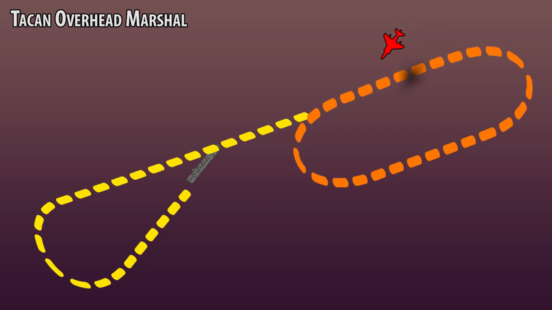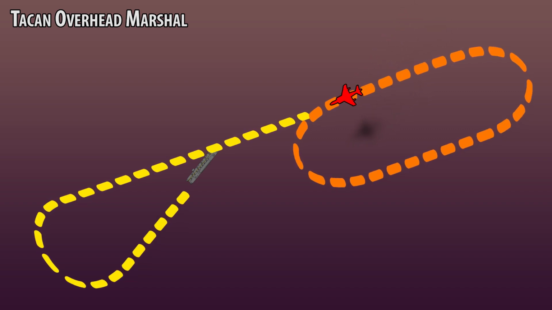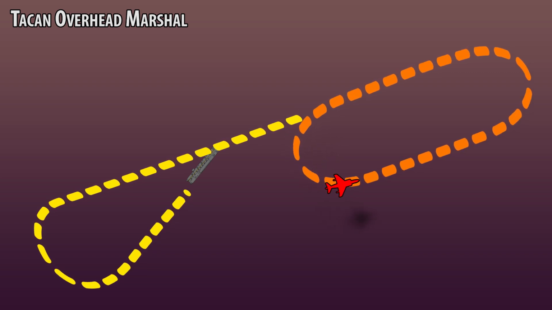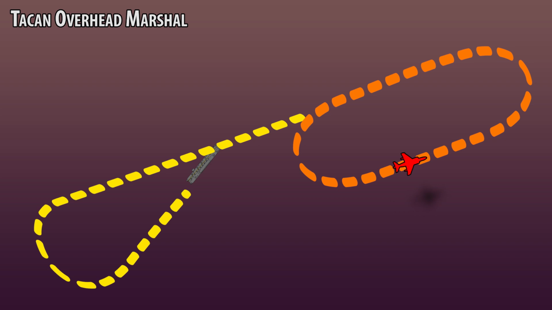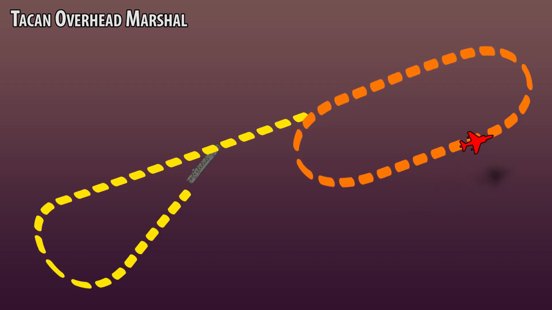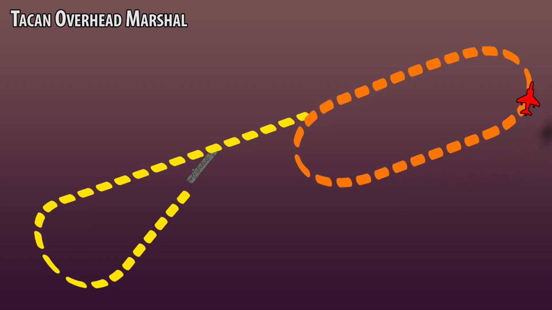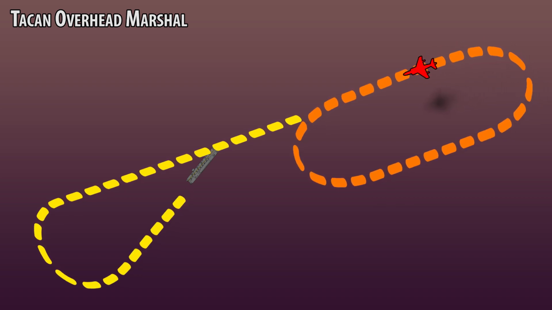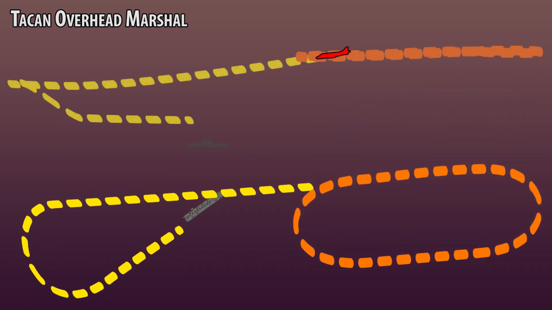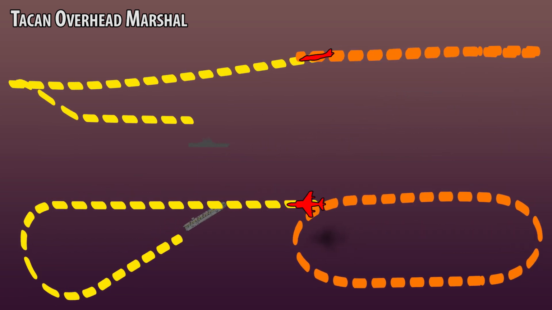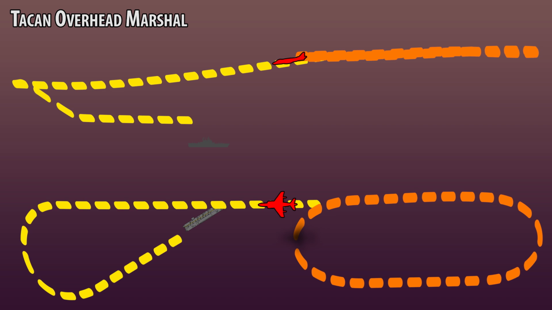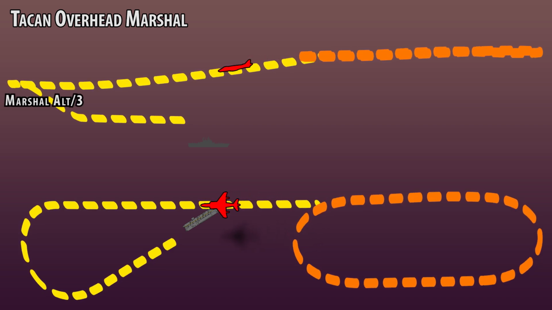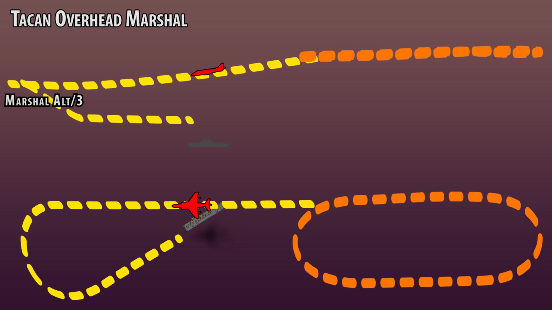TACAN overhead Marshal. Here you join the Marshal and hold in the same way, however the BRC and Marshal radial are no longer reciprocals. This is because you are not holding behind the ship but off its starboard bow. You would be given a Marshal radial and DME to hold at in the same way as before. When it is your Charlie time, at your holding fix, start a 4,000 to 6,000 feet per minute descent to reach 1/3 of your Marshal radial altitude, following the one minute to live rule. So if you were holding at Angels 6, you would descend to Angels 2.